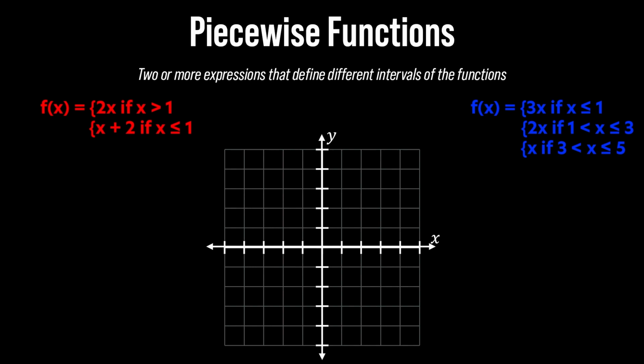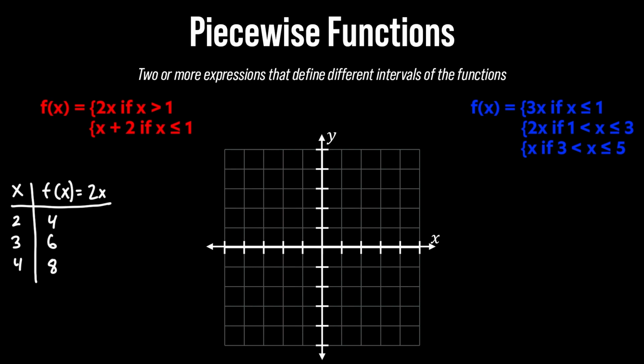So how would we graph this type of function? Well, let's create a table for each expression. So the first one, we have some input of x, and f of x is equal to 2x. Now the values of x have to be greater than 1, so we can only input 2, 3, 4, etc. So when x is 2, 2x is equal to 4. When x is 3, 2x is equal to 6, 8.